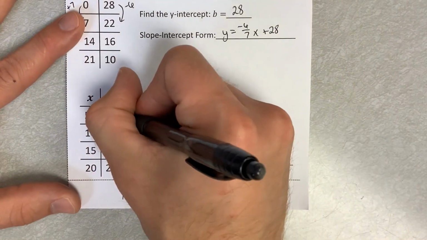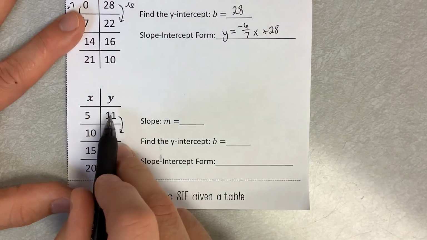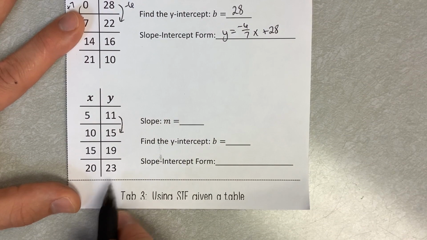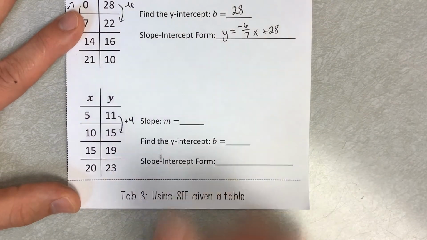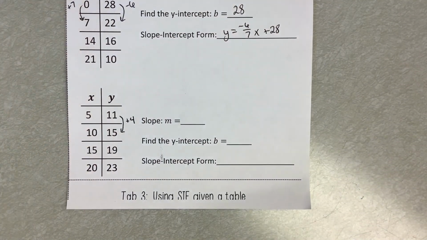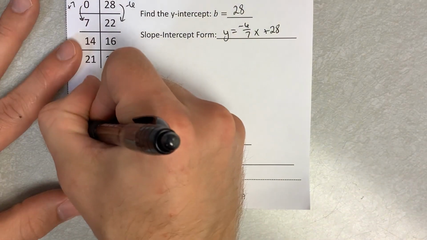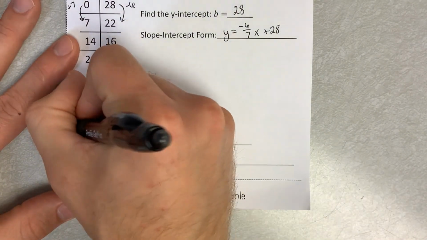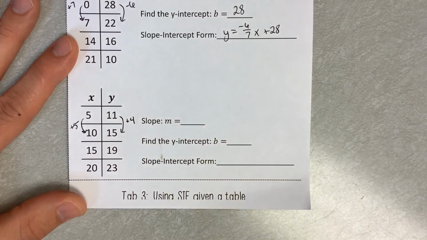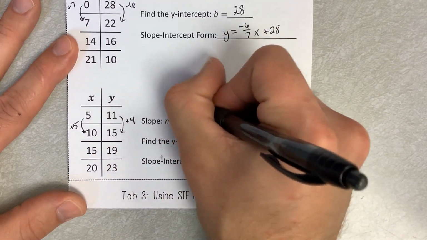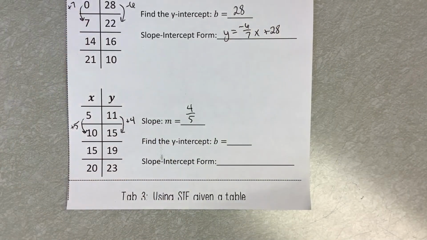My slope, how my y is changing? Well, it looks like as I'm going down here, I'm going up by 4. That's what I'm doing, going up by 4. My x's are going up by 5, right? 5, 10, 15. Yeah, I'm going up by 5. So my slope is 4 over 5.